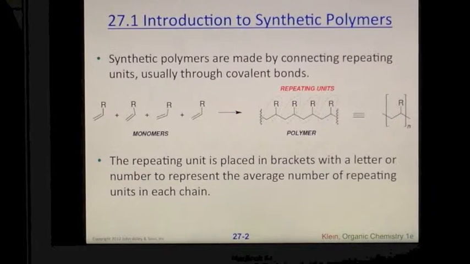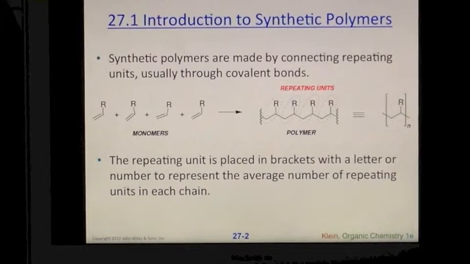Synthetic polymers are made by connecting repeating units, usually through covalent bonds. The repeating unit is placed in brackets with a letter or number to represent the average number of repeating units in each chain.